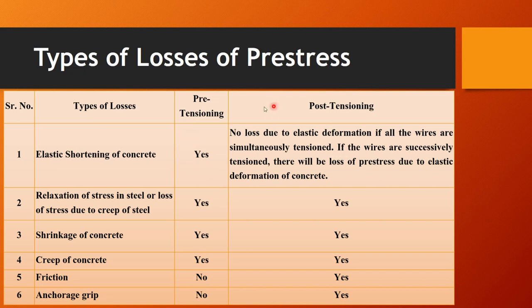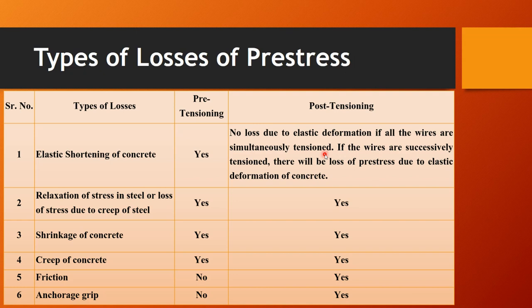Similarly, in case of post-tensioning members, whether it is to be considered or not depends on how we apply the tensile force to the tendons. In case of the post-tensioning system, no loss due to elastic deformation is to be considered if all the wires are simultaneously tensioned. As we have already discussed in unit number 5, how to apply a pre-tension force in case of post-tensioning systems.